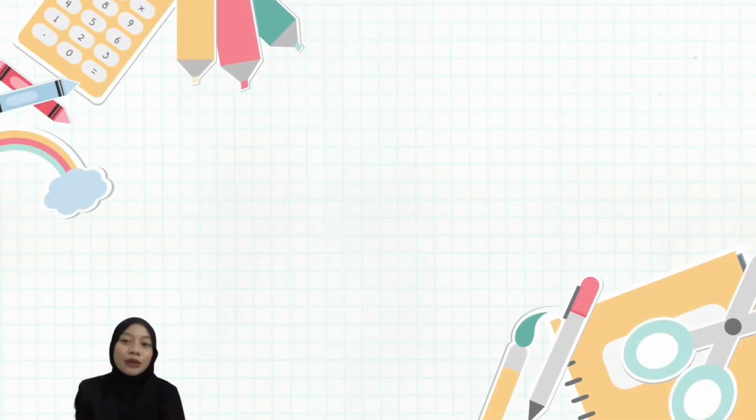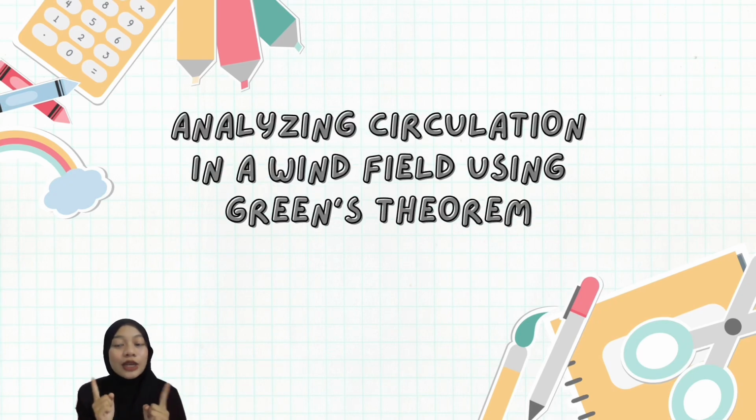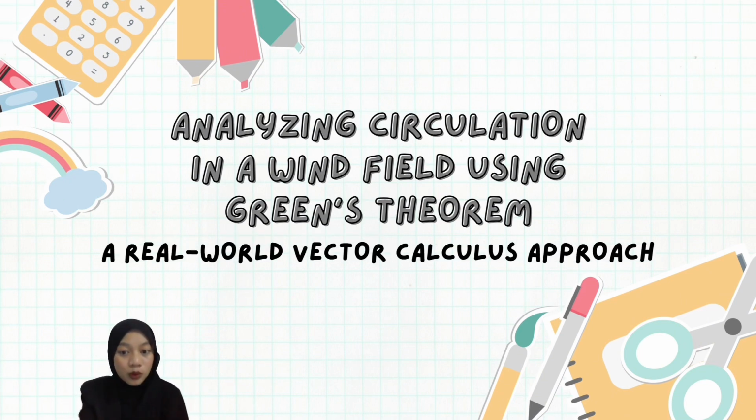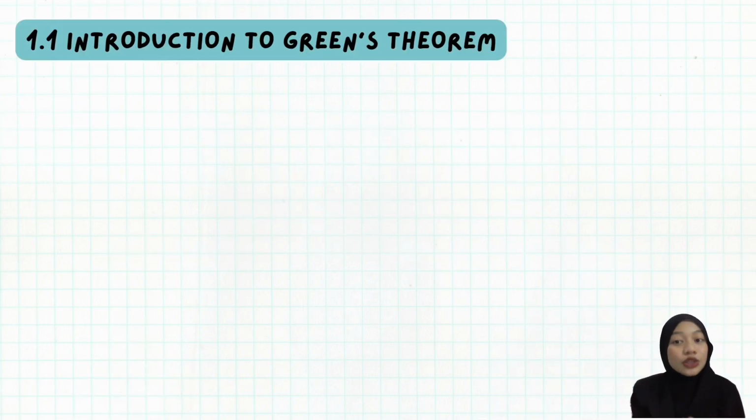Assalamualaikum warahmatullahi wabarakatuh. So today we would like to present our topic, which is analyzing circulation in a wind field using Green's theorem. So this is a real-world vector calculus approach. So let's start with the introduction to Green's theorem.